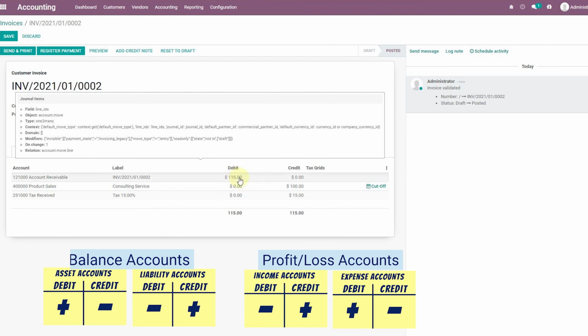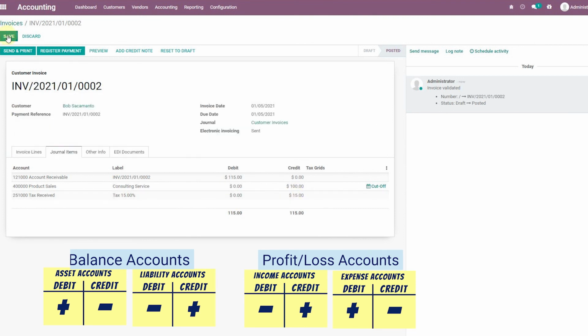The customer owes us $115, right? Because they owe the whole amount. The sales part of that goes into our income account, our sales account, which is $100. And then we have $15 that's in this tax received account right here. And then what we want to do right now is just see where this $15 lies on our balance sheet.